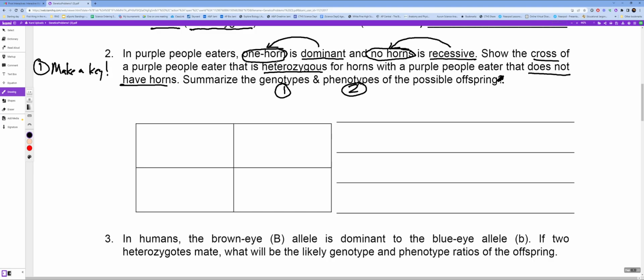Make a key. Okay. One horn is dominant, so I'm going to use H, since we're talking about horns here. So big H, since it's dominant, is going to mean one horn. One horn. Okay, little h is going to equal no horn. No horn. Okay, now we have a key. Step 2.